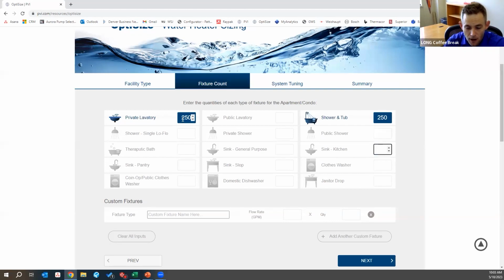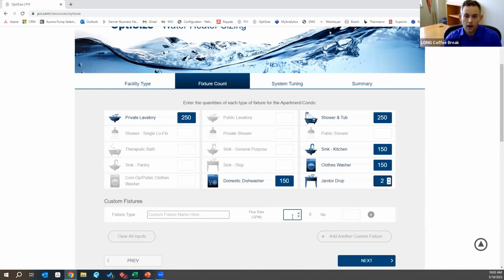Let's see, I have some other options here, but again, I have 150 units, so I'm going to have 150 kitchen sinks. I'm going to have presumably 150 clothes washers and 150 dishwashers. And we'll add in 2 janitor sinks as well. Now you can see below here, if you had some other things you wanted to add, you could put in a custom fixture with a flow rate.